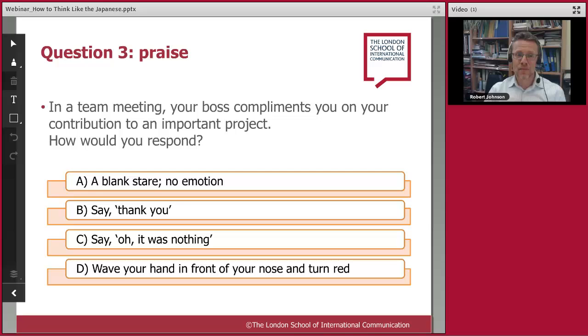Right. I'm going to give you one more scenario in our presentation, just to think about this idea of communication. In a team meeting, your boss compliments you on your contribution to an important project. How would you respond? Again, if you pick up your marker and quickly indicate. How would you respond here?